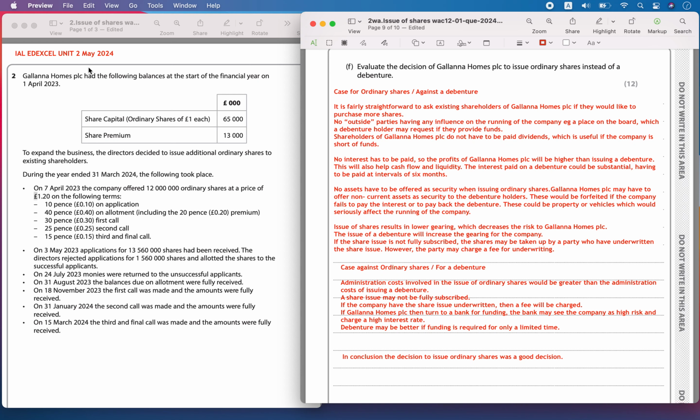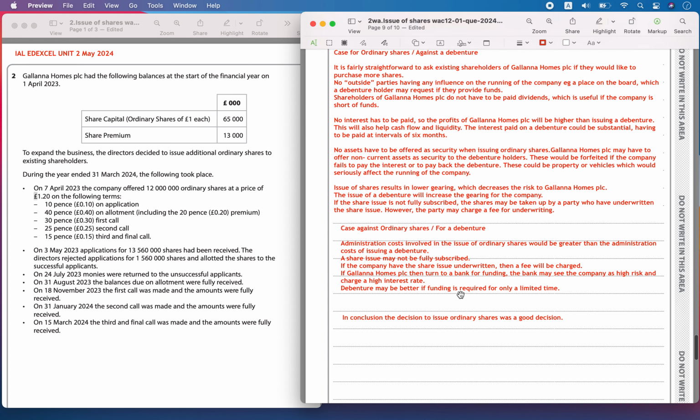Hello, today we are solving the May 2024 paper. Question number 2, part F. Evaluate the decision of Gallanna Homes PLC to issue ordinary shares instead of a debenture. So what is the advantage of ordinary shares over the debenture?